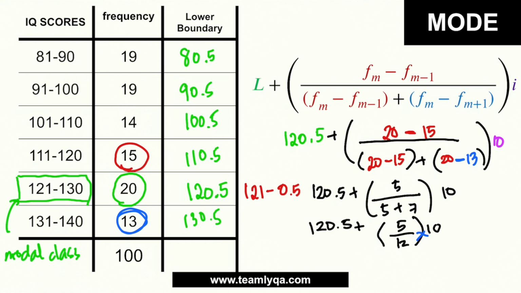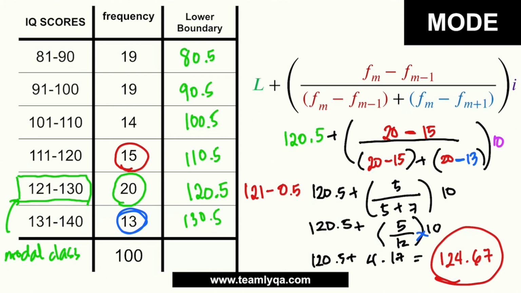Okay, sa inyong class. Depende na yan sa teacher, no? Sa amin dati, 2 decimal places ang pinapasulat. So, 120.5 plus, yung 5/12 times 10 is 4.17. Okay, so yung 4.16, tas nakabar yung 6, repeating number siya. Pag dinagdag ko siya dun sa 120.5, ang lalabas would be 124.67. Gawin natin 67 kasi 2 decimal places, repeating number siya. Okay, so 124.67 ang ating mode.